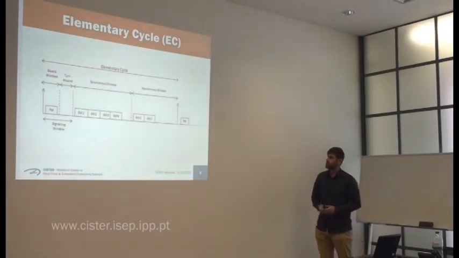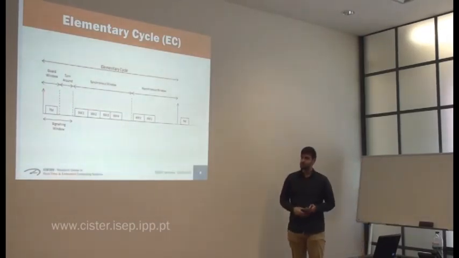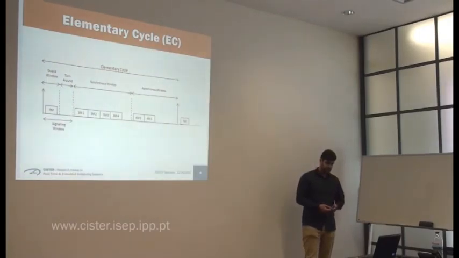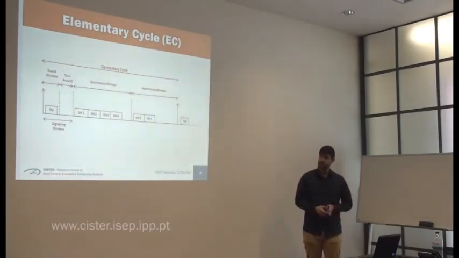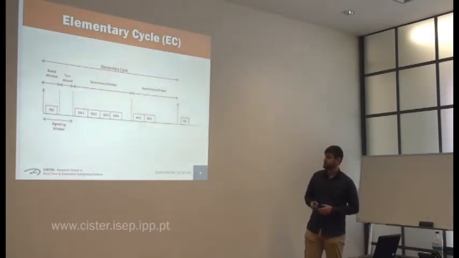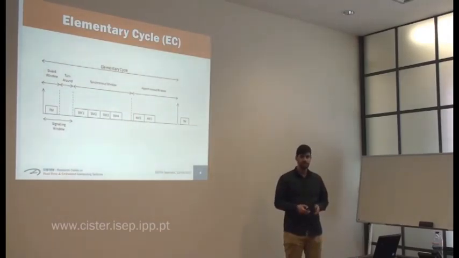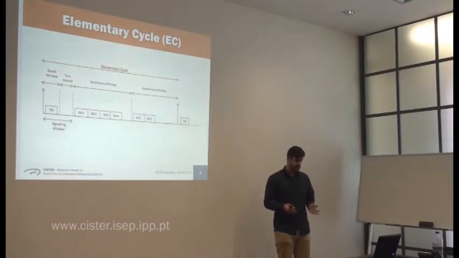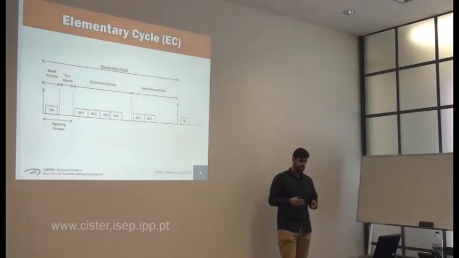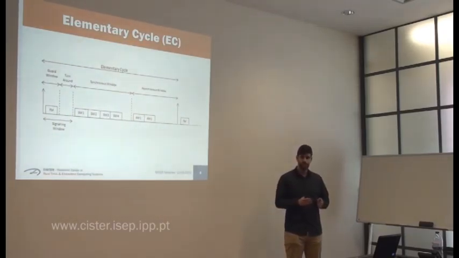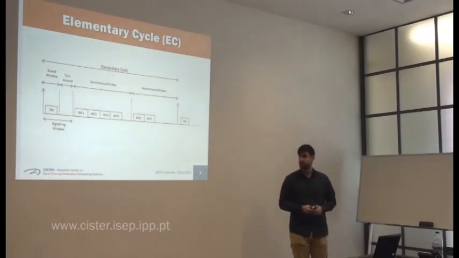I will present you now the elementary cycle. In the EC we have two main windows, the synchronous window and the asynchronous window. In the synchronous window we can transmit synchronous messages, which are periodic messages, which means that they are time triggered. And the transmission is based on the period defined for those messages.